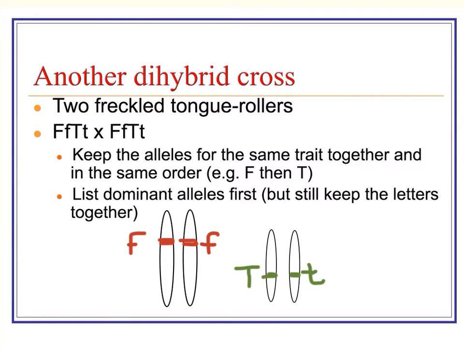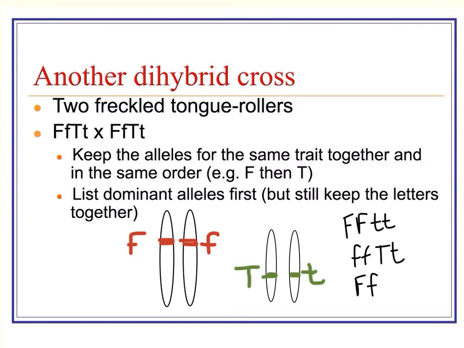Okay. Now, a couple of rules when you're writing genotypes and dealing with more than one trait. First of all, you always want to keep the alleles for the same trait together and in the same order. So in this case, we would always write the F's first, then the T's. So you don't put FT, FT. You also list the dominant alleles first, but you still keep letters together. So what that means is if the genotype was big F, big T, I would write like that. If it was little f, big T, it would be like that.